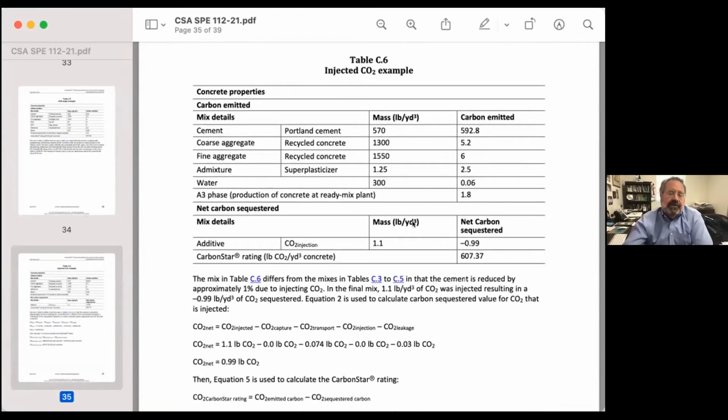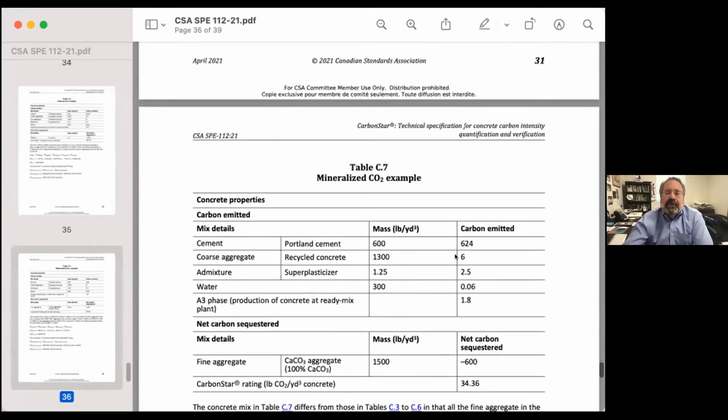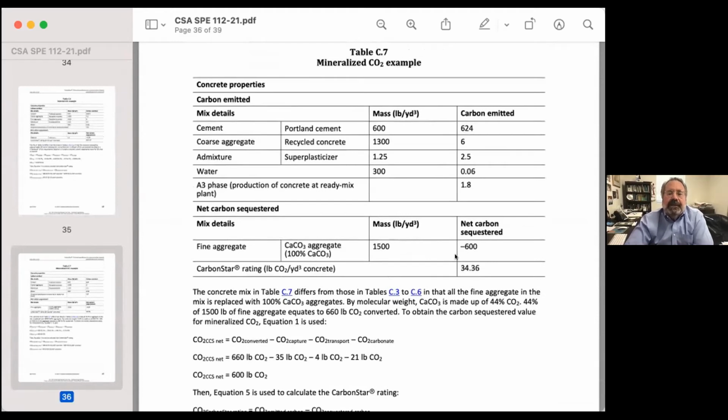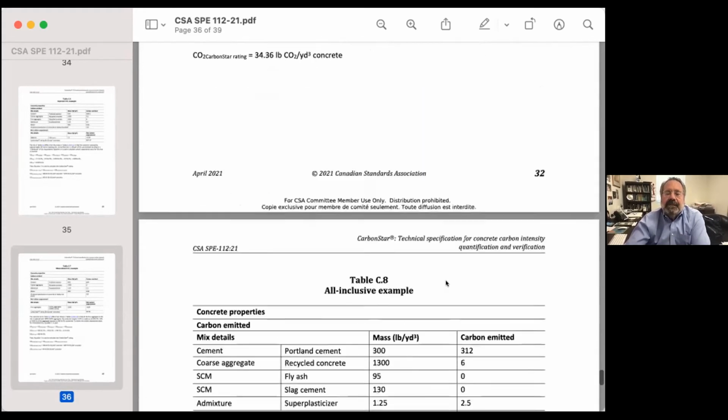Injecting liquid purified CO2 has become popular. Here, the liquefied CO2 is injected, and about a pound of it is sequestered in a yard of concrete, lowering the CarbonStar rating by about a pound. Or now that mineralized aggregates are available with sequestered CO2, here's a case where the 1,200 to 1,500 pounds or so of fine aggregate are included. They have a carbon footprint of negative 600, and they bring the concrete down to close to zero for CarbonStar.